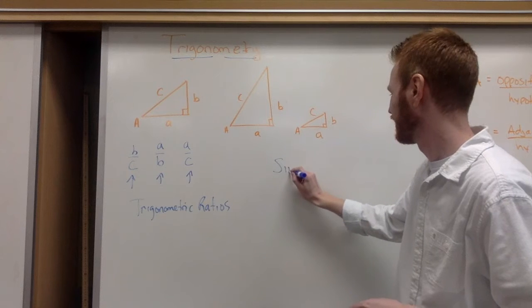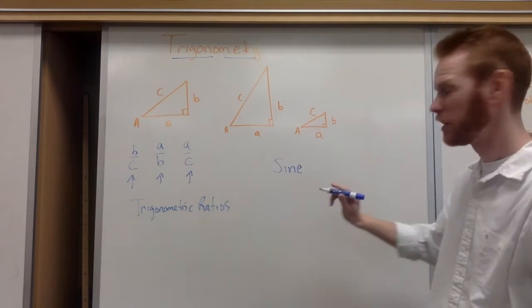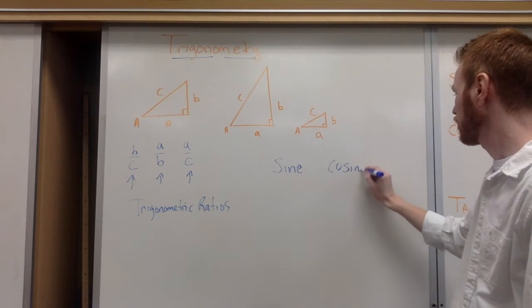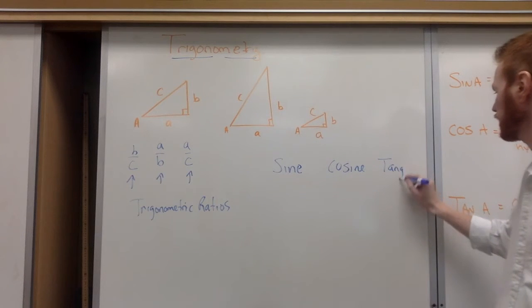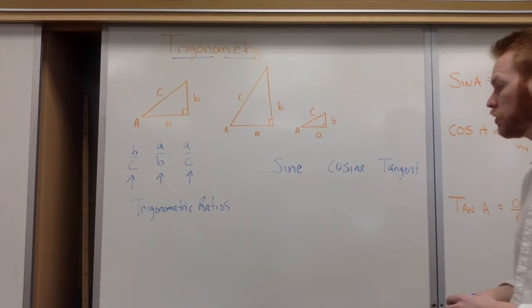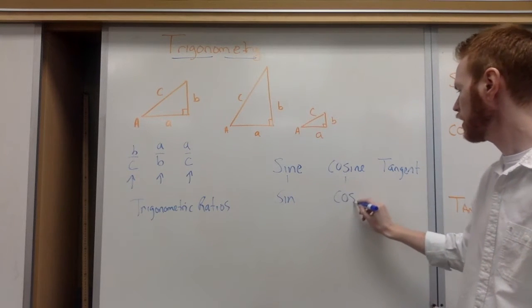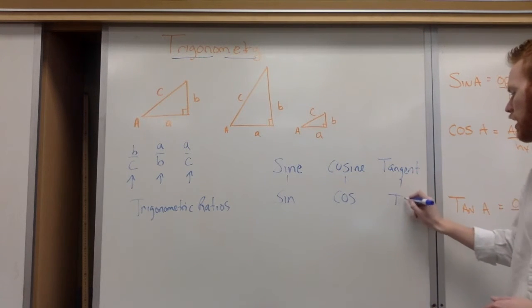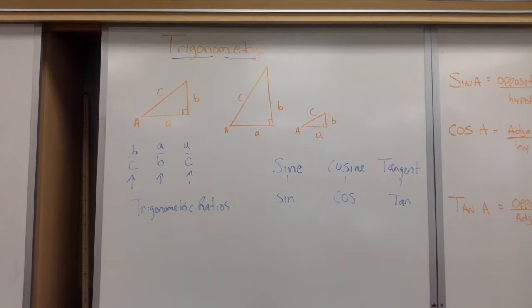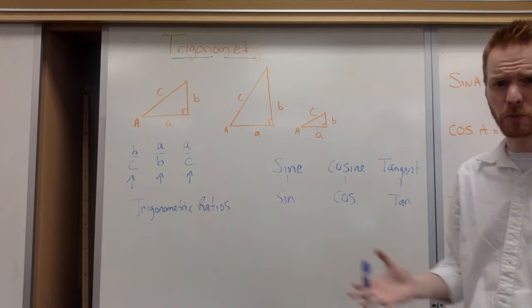Okay, let me write out the full words here: sine, cosine, and tangent. We do abbreviate them. Sine we abbreviate SIN, cosine we abbreviate COS, and tangent we abbreviate with TAN. Because in mathematics, we hate to write.